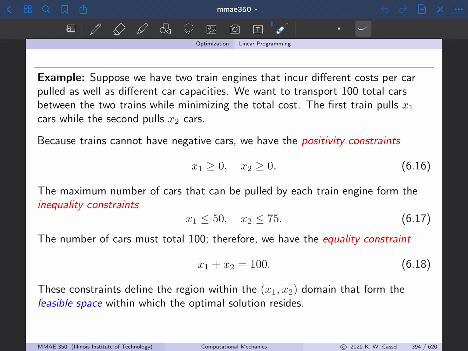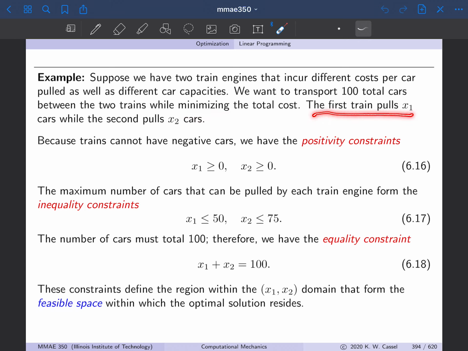All right, so let's look at an example to see how this works. Let's say we have two train engines, 1 and 2, and they incur different costs per car. We have a total of 100 cars that we want to transport from one location to another between the two trains. And we want to minimize the total cost. So we want to figure out how to divvy up the 100 cars between the two trains such that we can minimize the total cost.